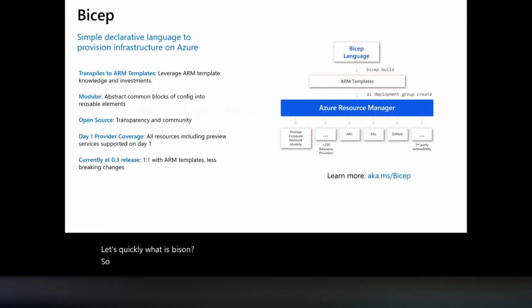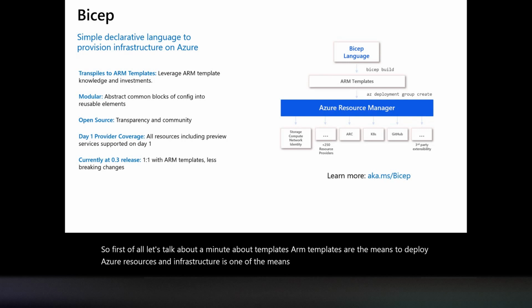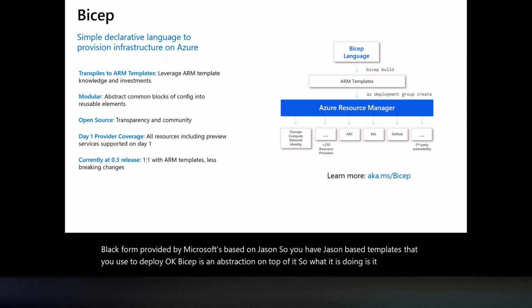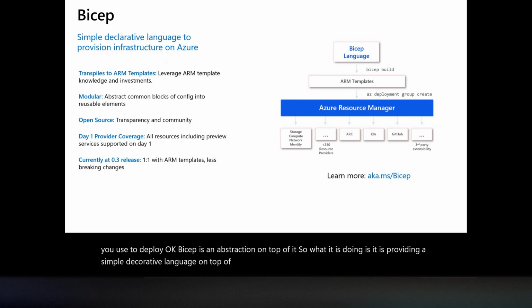First of all, let's talk for a minute about ARM templates. ARM templates are the means to deploy Azure resources and infrastructure as code. It's a platform provided by Microsoft based on JSON. So you have JSON-based templates that you use to deploy. Bicep is an abstraction on top of it. What it is doing is providing a simple declarative language on top of ARM templates to deploy your resources.